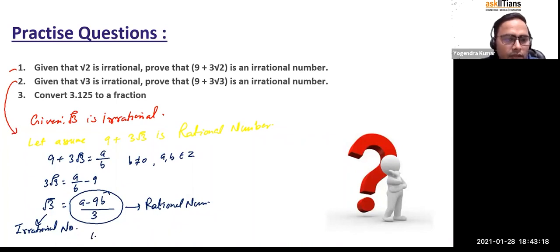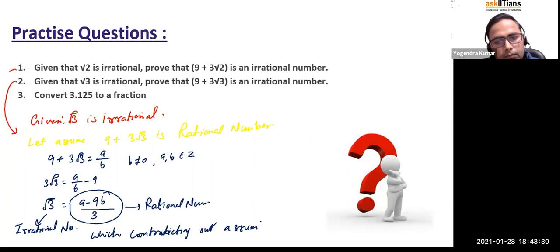So that's why this is contradicting our assumption, right? So that's why 9 plus 3 root 3 is not a rational number. It is an irrational number, right? You obviously need to write steps like it is given in the previous solution. I'm just explaining briefly. I think you can write down these steps, right?